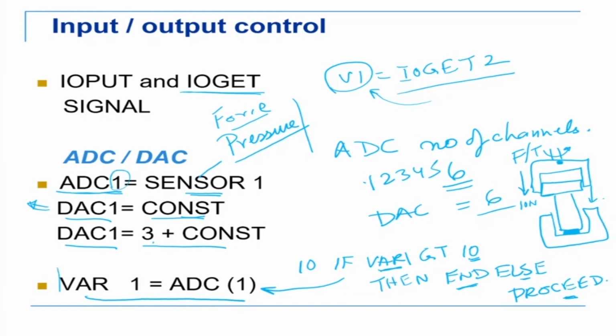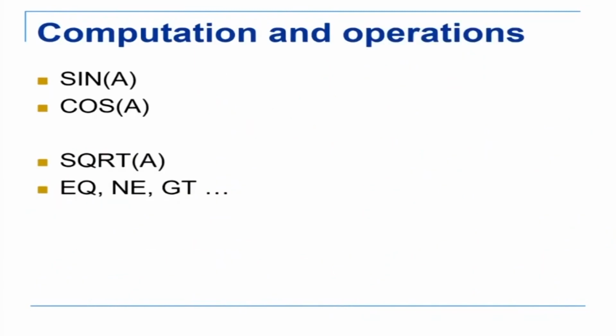So this is a very standard command that is used when we are taking input from various sensors, and we can use it like this, as I just explained, for a case of assembly of 2 parts. Now other computations that are done are like sine, cos. So we can give these terms and it can compute by itself. Square root, SQRT is square root of A, EQ is equal, NE is not equal, GT is greater than.